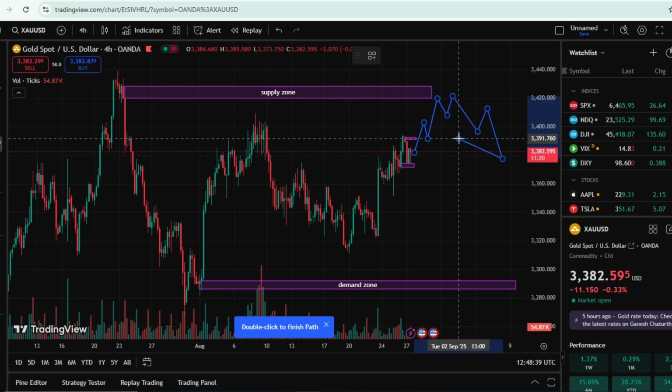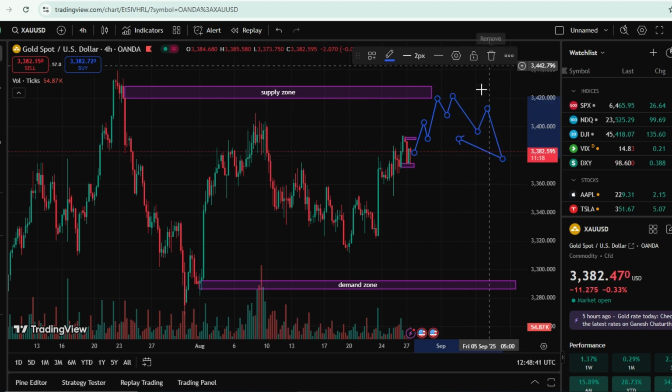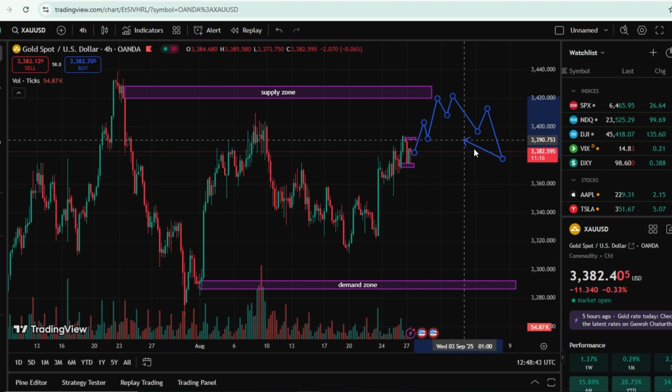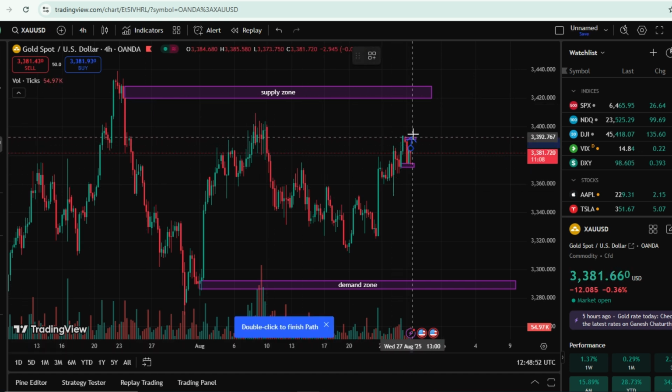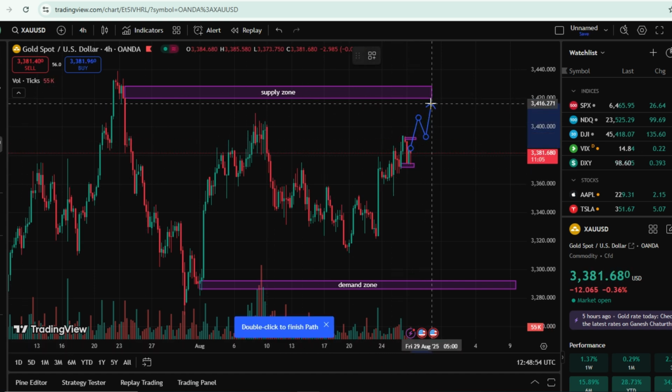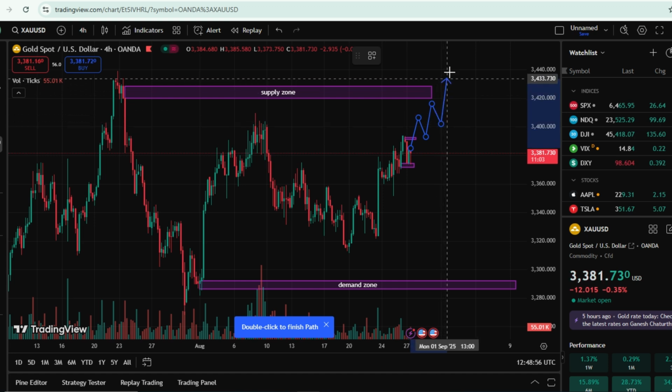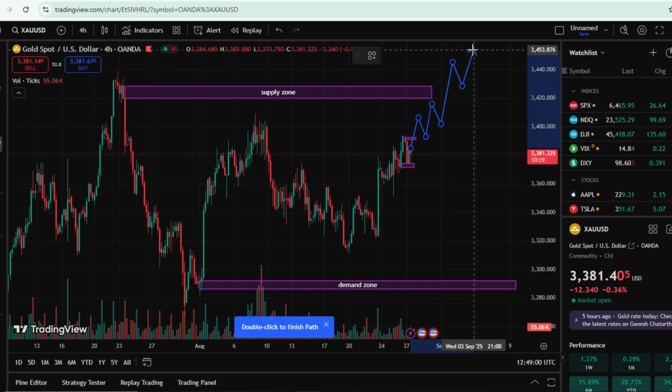Now if the market reaches the supply zone by creating higher highs and it doesn't break the supply zone after retracement, we will go for the sell. And if it breaks the zone from the upper side after the retracement from the upper side, we will go for the buy, and vice versa is the case for the demand zone.